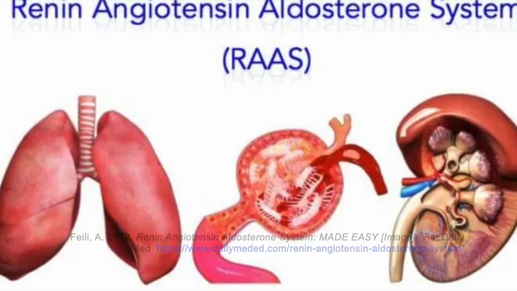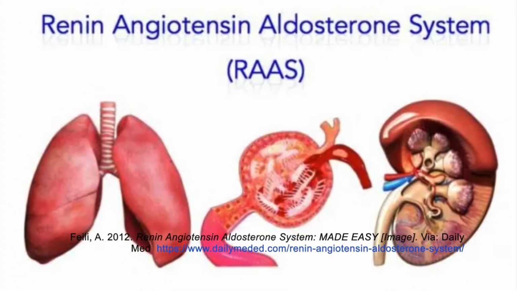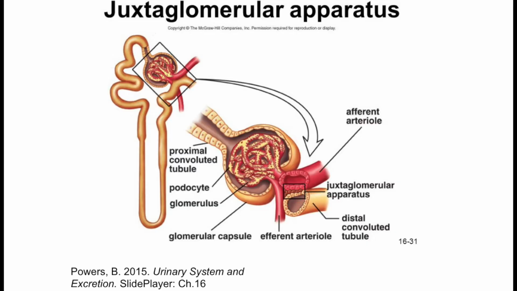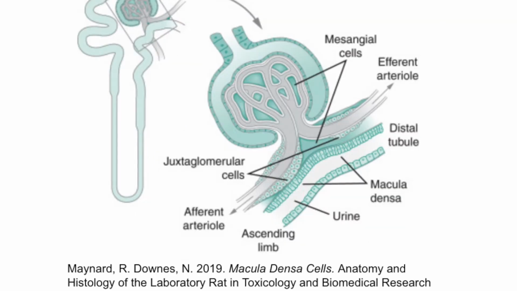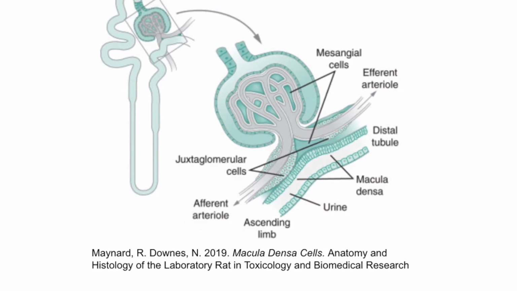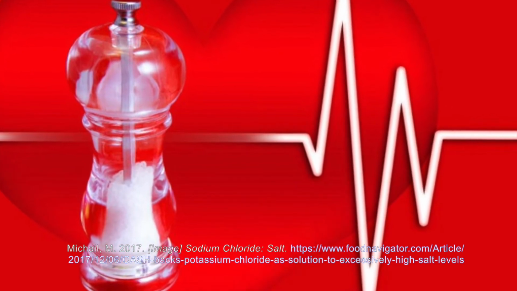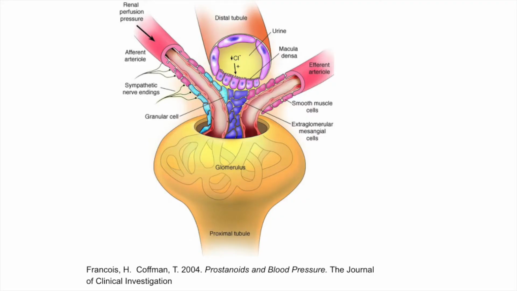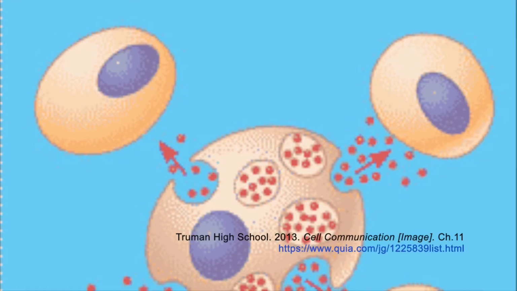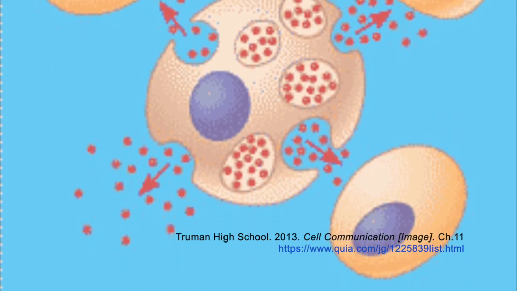The aim of the renin-angiotensin-aldosterone system, or RAS, is to maintain blood pressure homeostasis. The juxtaglomerular apparatus is composed of the macula densa cells, which monitor sodium chloride concentration, and granular cells in the afferent arterioles. Decreased delivery of sodium chloride is registered by the macula densa cells in the distal convoluted tubule. This triggers the release of paracrine signals to the granular cells, resulting in the secretion of renin.